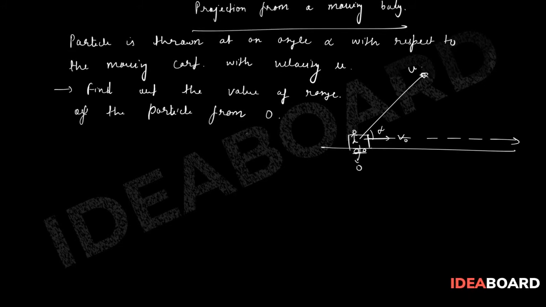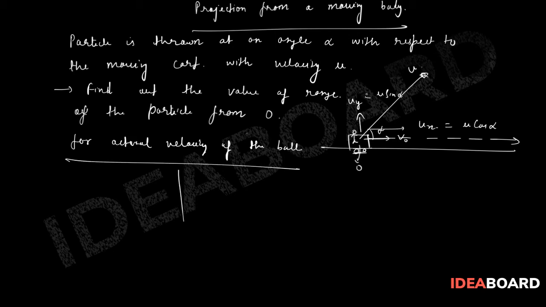So we have to design first of all the components. So let's say the ball has one component uy and one component ux, which is simply u cos alpha, and uy of course u sin alpha, right? And now this velocity u is with respect to the cart, right? So the actual velocity of the ball will be, so for actual velocity of the ball, there are two directions.